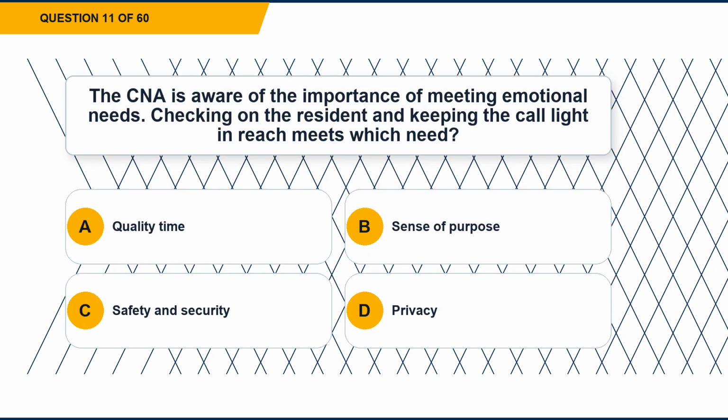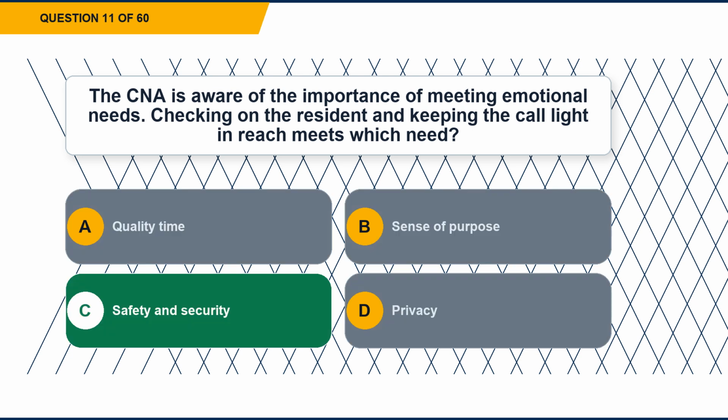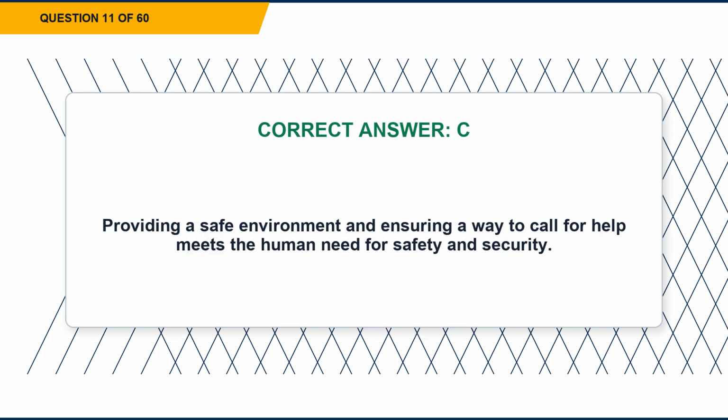Question 11. The CNA is aware of the importance of meeting emotional needs. Checking on the resident and keeping the call light within reach meets which need? Option A. Quality time. Option B. Sense of purpose. Option C. Safety and security. Option D. Privacy. The correct answer is option C. Safety and security. Explanation. Providing a safe environment and ensuring a way to call for help meets the human need for safety and security.